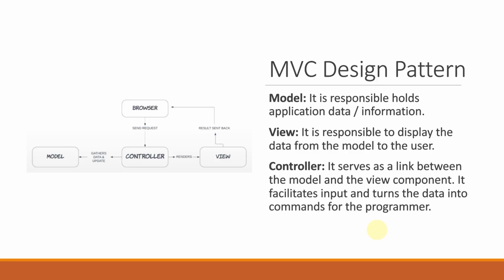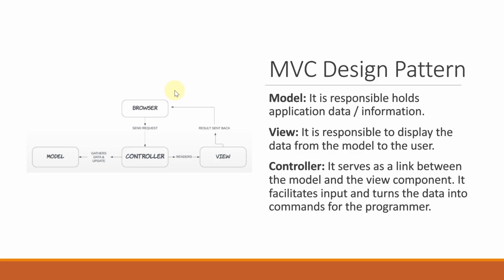After this, there is a view which is responsible for displaying the data from model to the user. Now the key role of view is to portray how the data should be represented to the end user. And then there is a controller which plays a very huge role in this MVC design pattern. Now the controller is in charge of most of the jobs. It serves as a link between the model and the view component.